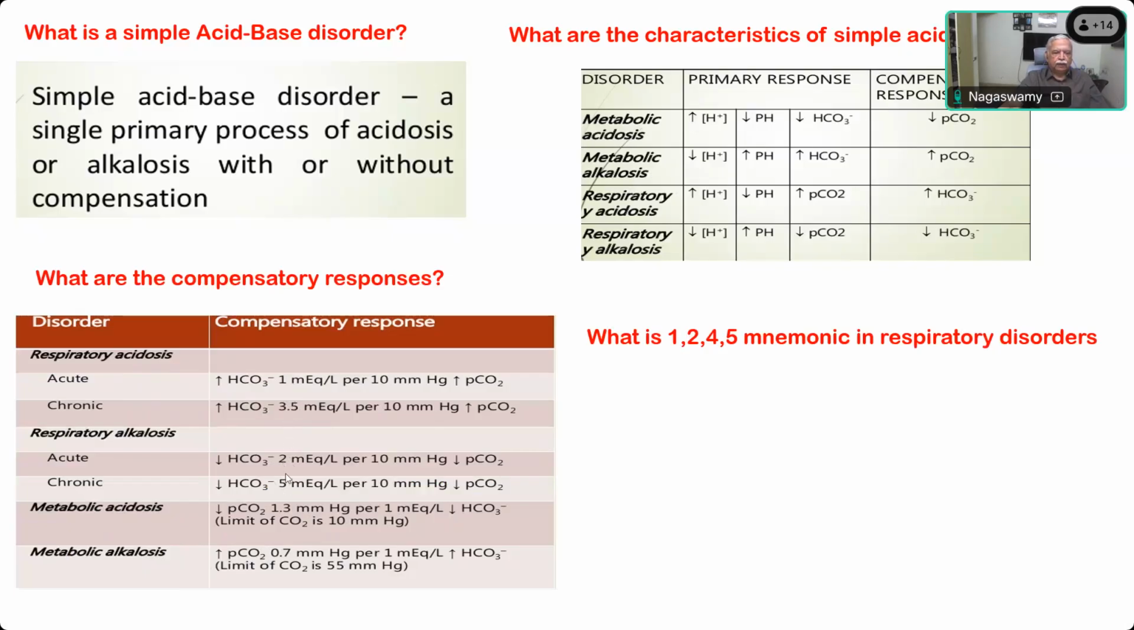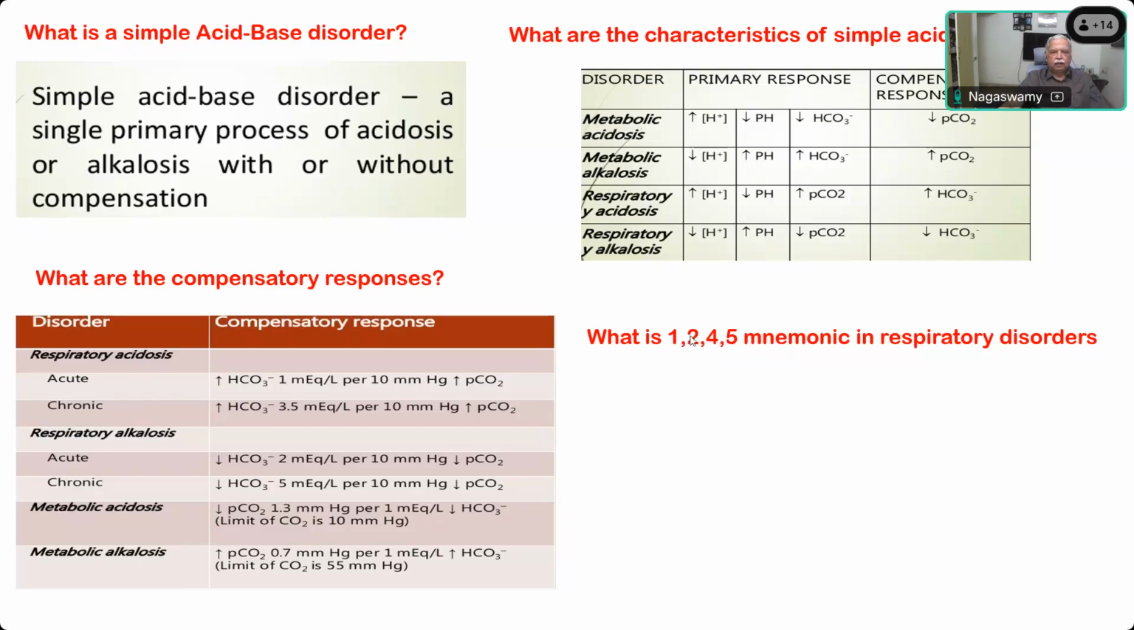And the 2 and 5 are the decrease in bicarb in acute and chronic alkalosis. And if you add the 3 here, you can remember HCO3, that is the bicarb. So that can be incorporated. And you can remember that 1, 4, 3, 2, 5. If you remember that way, it will be easy.